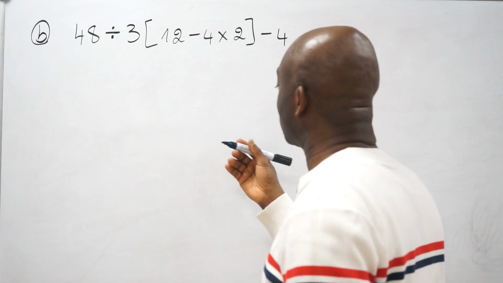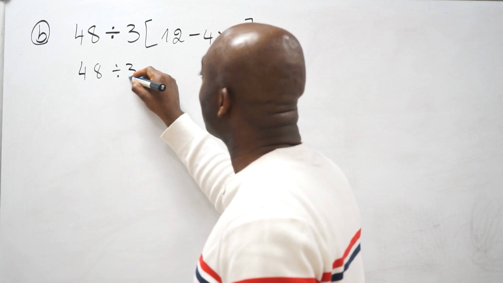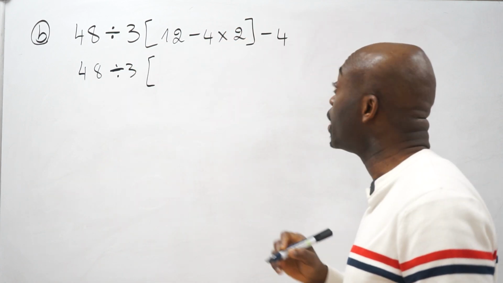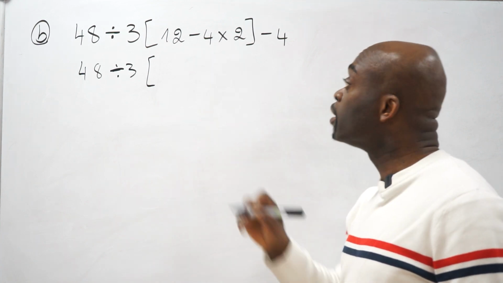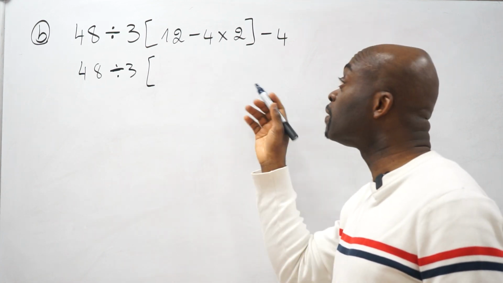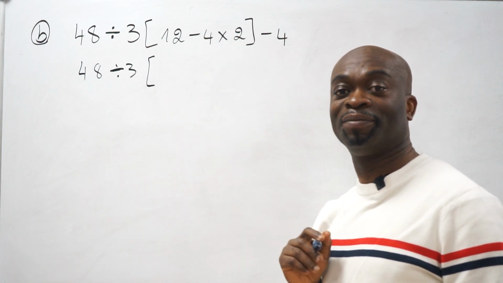So we're going from the left to the right. So that means 48, we write it back, divided by 3 is back, no difference, and then we get inside the brackets here. So what do we need to do inside? Some people will be tempted to do what? 12 minus 4 first, and then multiply whatever answer by 2, and that will be wrong. It's a big mistake, all right?